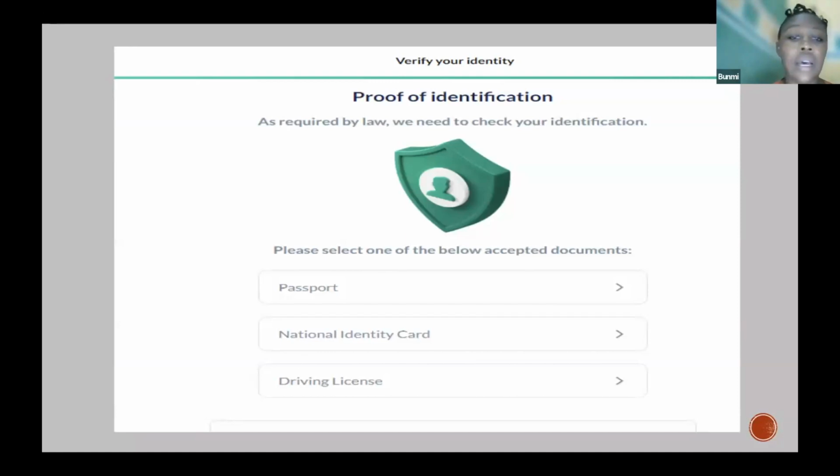We have different documents, based on the document you have. We have the international passport, and the national ID card. Under the national identity card, you can upload your name slip or your voter's card. Then if you have your driver's license. However, whichever document you are uploading, ensure that it has your name and your photo on it, and that the document is not 10 years old or above. If it's 10 years and above, that means it's expired.